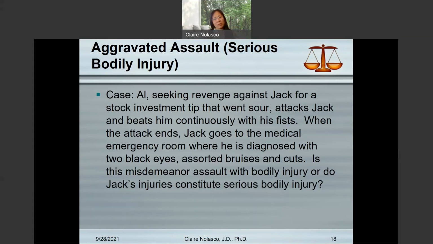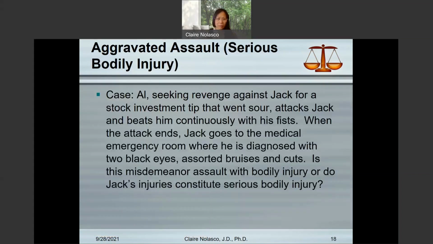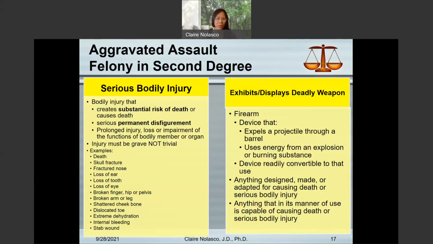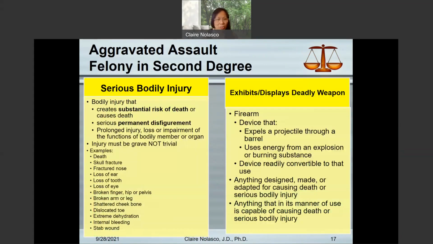Is this misdemeanor assault with bodily injury, or do Jack's injuries constitute serious bodily injury? So what were his injuries? Two black eyes, assorted bruises, and cuts. To answer this question of whether or not Jack experienced serious bodily injury, you have to look at the definition of serious bodily injury.